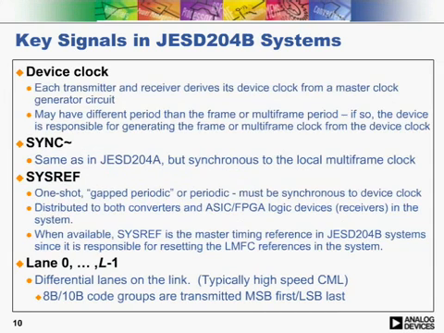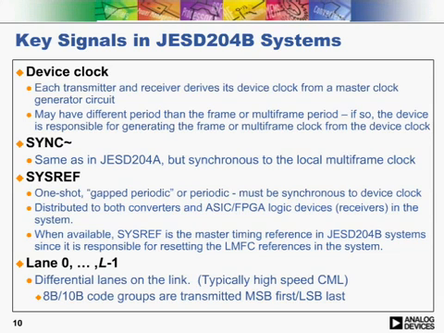The device clock in JESD204B is a clock signal that each transmitter and receiver derives from the master clock generator circuit. The device clock may have a different period than the frame or multi-frame period. If it differs, then the device transmitter or receiver is responsible for generating the frame or multi-frame clock from the device clock. The sync bar signal is much the same as in 204A, but in this case it is synchronous to the local multi-frame clock.